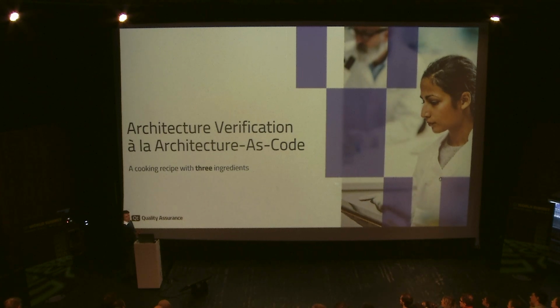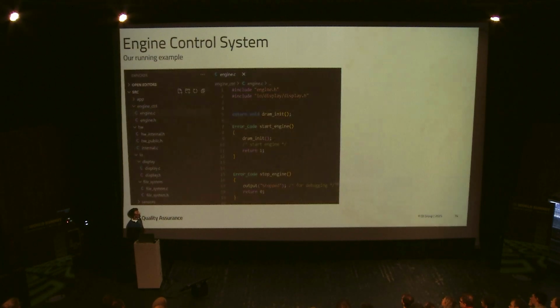You see, it's a cooking recipe, yeah? So we have only 3 ingredients here. So bear with me. We need 3 things to actually do architecture verification, and we will go through each of these ingredients. So the first one, this is not the first one. This is like the kitchen, yeah? So what we have here now is a small example project.